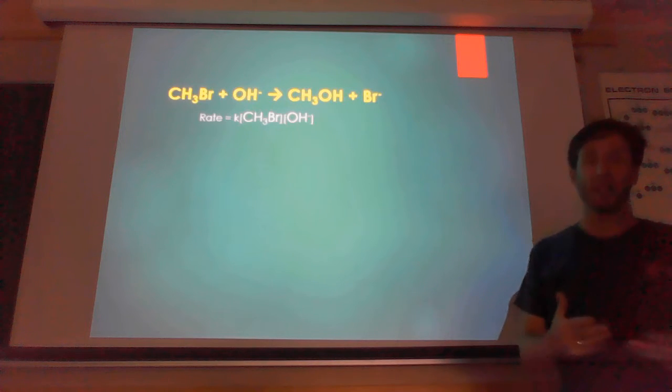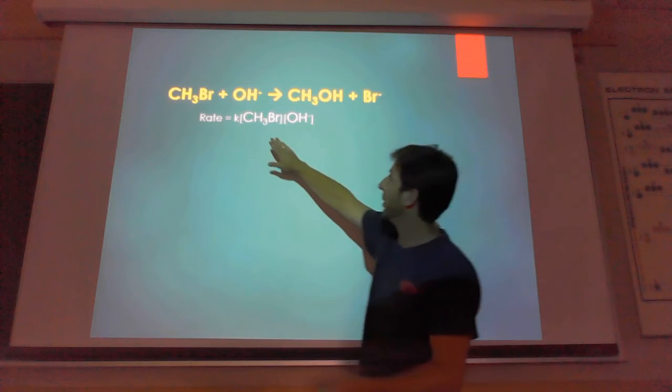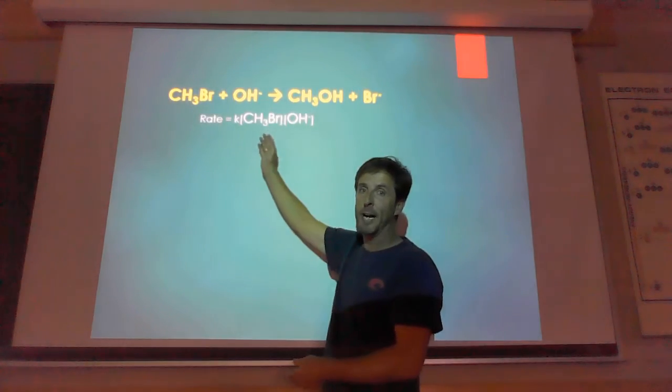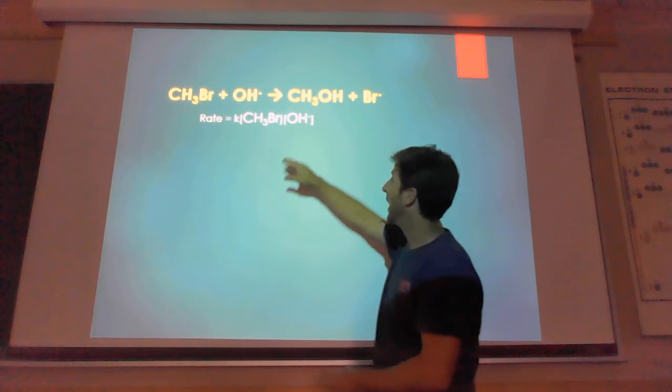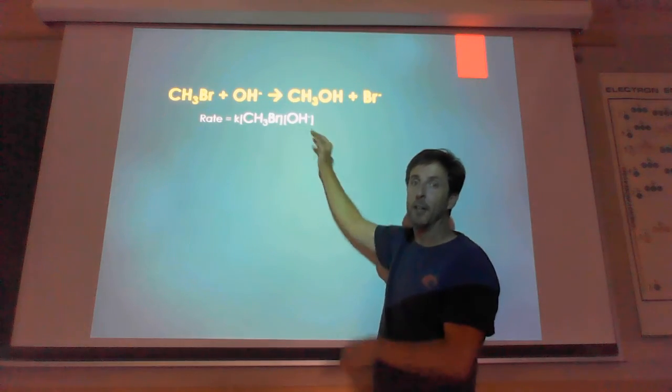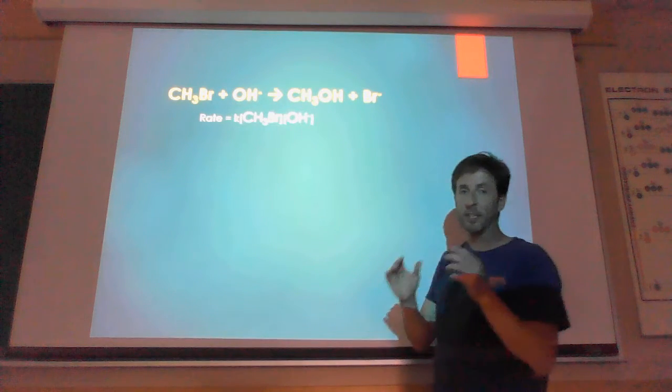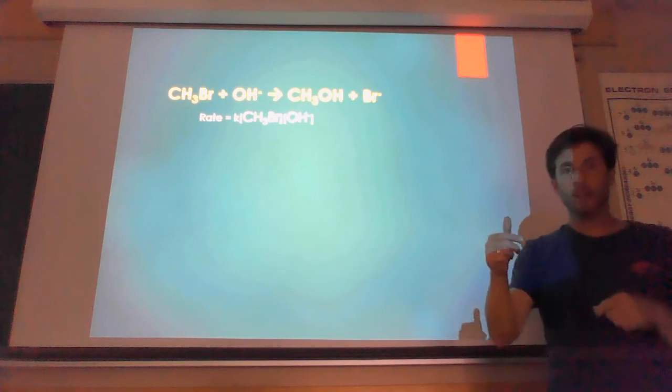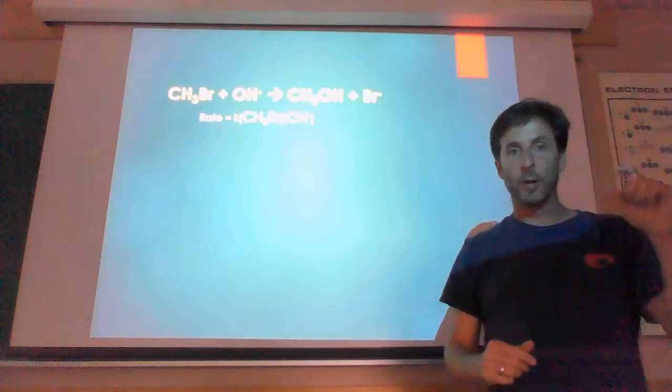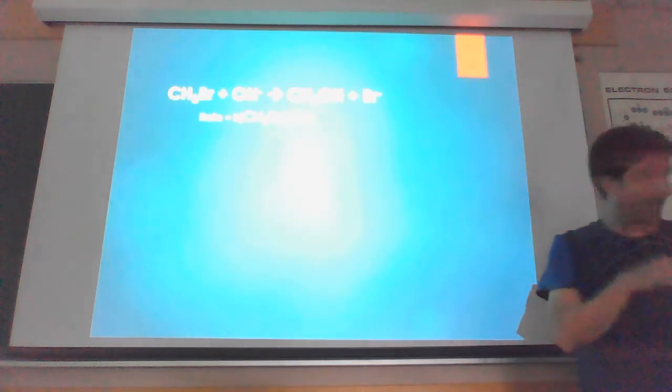Okay, now what does that mean? It means that either one of them, if I double the concentration of methyl bromide, the reaction will go twice as fast. If I double the concentration of hydroxide, the reaction will go twice as fast. Because when things are first order, then the rate is directly proportional to whatever I do to the concentration.